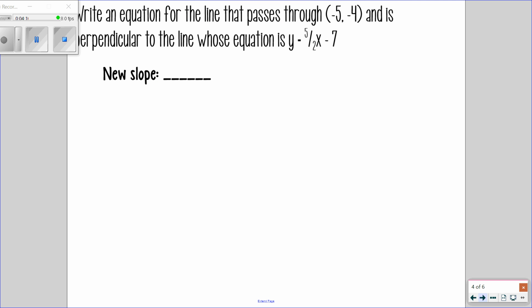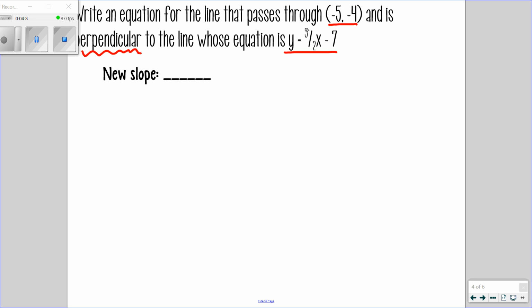Okay, now let's write an equation for the line that passes through the point -5, -4, and is perpendicular to the line whose equation is this. All right, so in order to write an equation, we are given a point, and we need to have a slope. So it tells us that our slope for our equation has to be perpendicular to this slope.